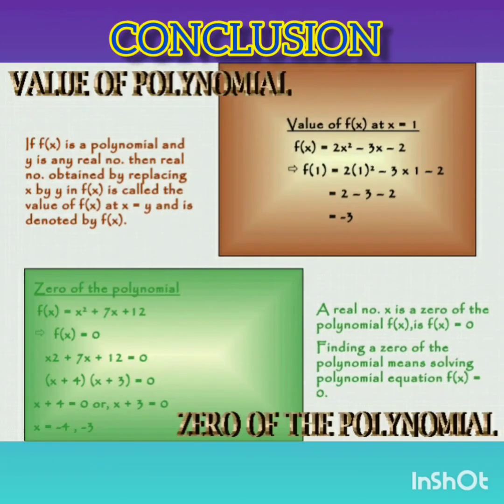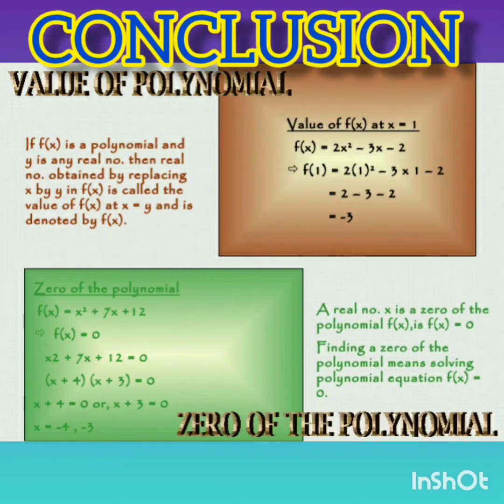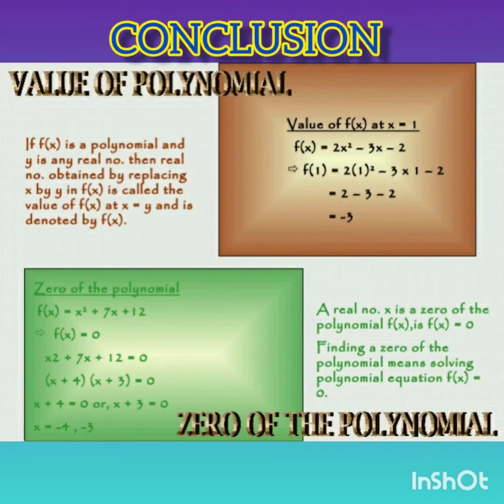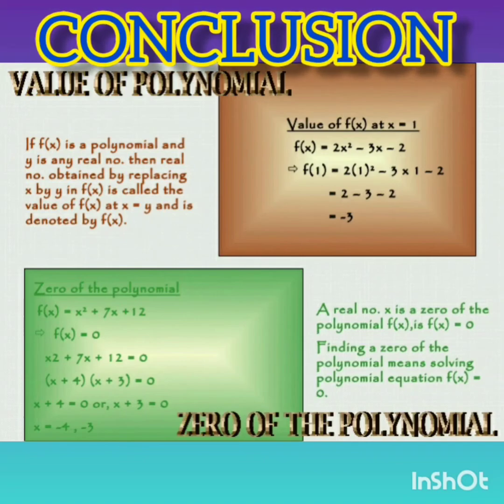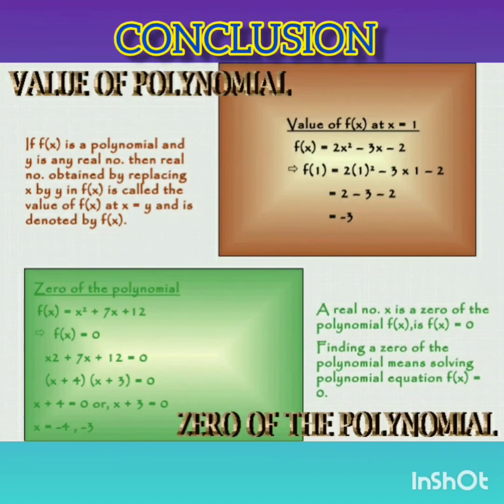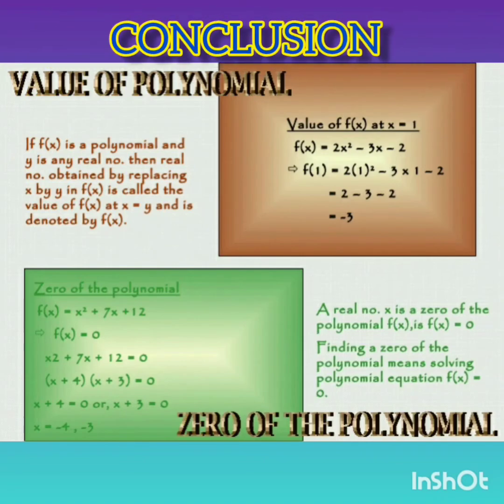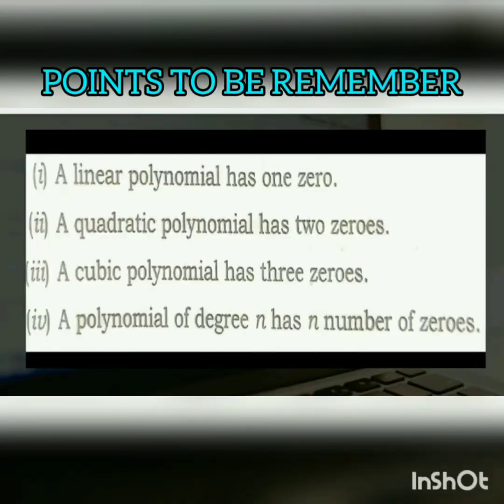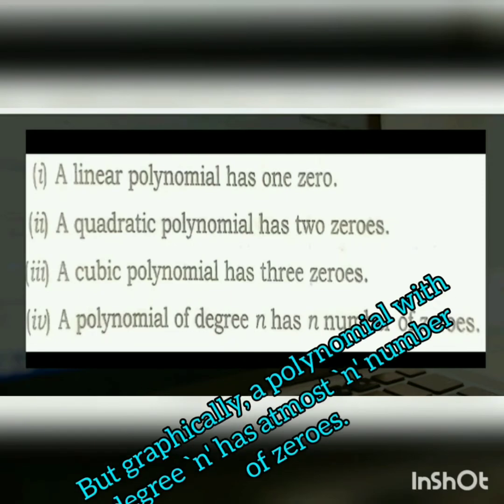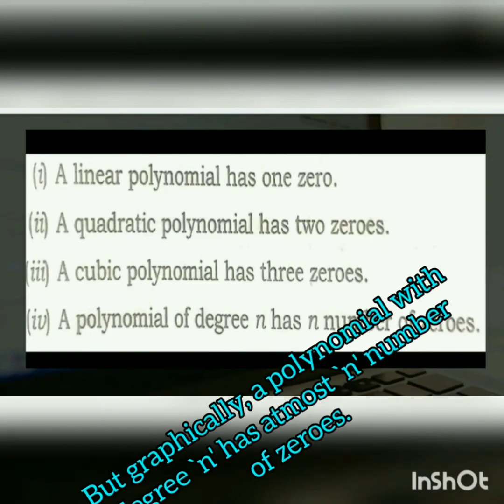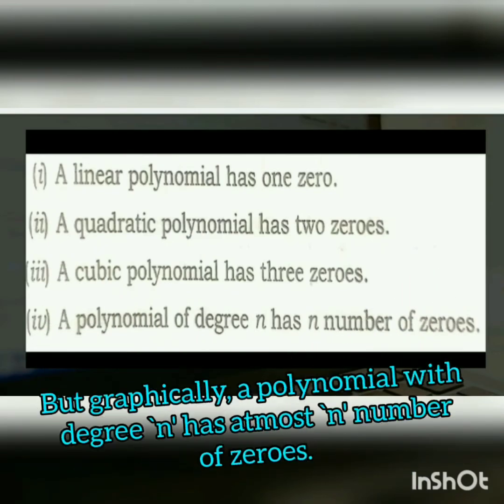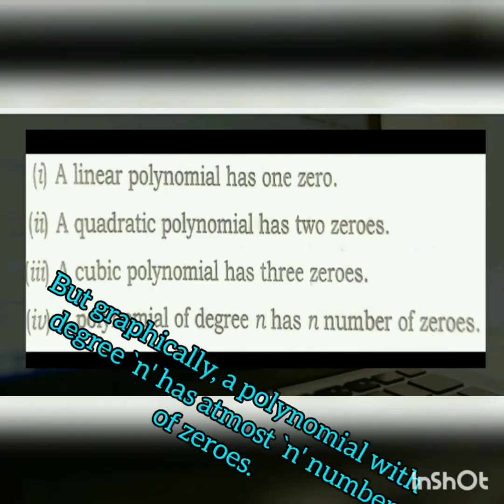So students, as you know, the number of zeros depends on the degree of the polynomial. It means if degree is 1, number of zeros is 1; degree 2, number of zeros is 2, right? But the number of zeros cannot exceed its degree. Here you can remember these points. A linear polynomial has 1 zero, a quadratic polynomial has 2 zeros, a cubic polynomial has 3 zeros, a polynomial of degree n has n number of zeros. But when we see it graphically, a polynomial with degree n has at most n number of zeros.